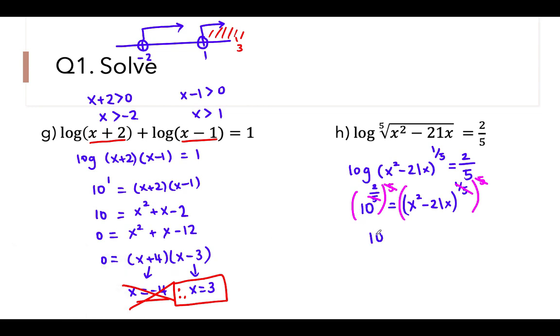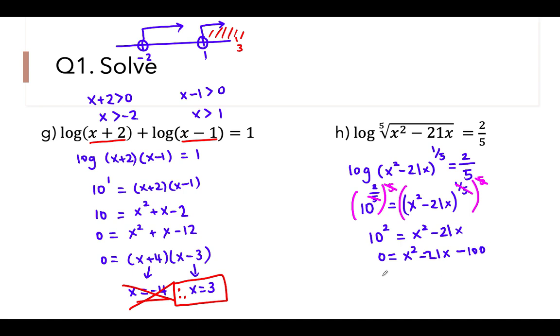So you get 10 squared is equal to x squared minus 21x. Now I was able to do that because the denominator was a multiple of 5, so to cancel out the fraction. Then let's collect the like terms. So 0 is equal to, I'm going to move to the other side, 10 squared, which is 100, so x squared minus 21x minus 100.